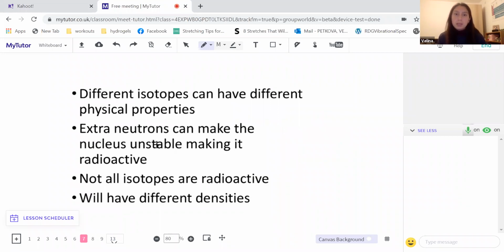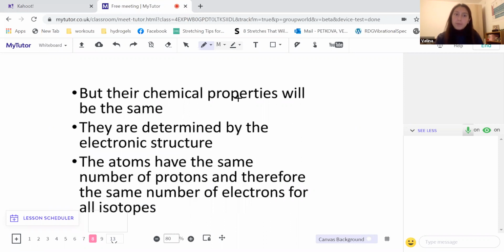So different isotopes can have different physical properties. That means that they can be radioactive, because it might be an unstable nucleus. But not all isotopes are radioactive. So that's one of the potential properties of an isotope. And they will also have different densities. So those are the two physical properties that may be different depending on what isotope you have. Okay, but their chemical properties will be the same.